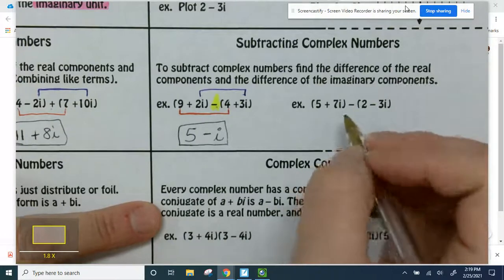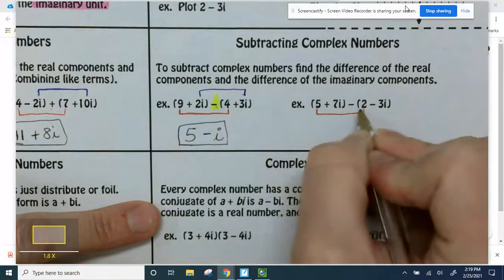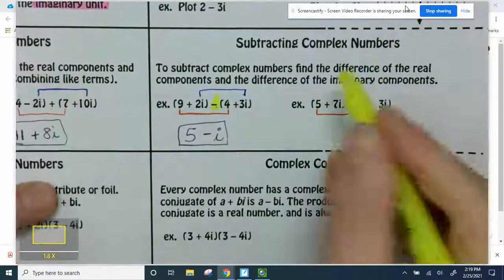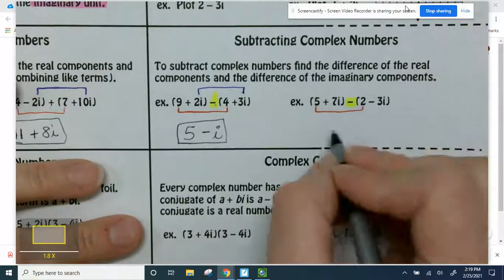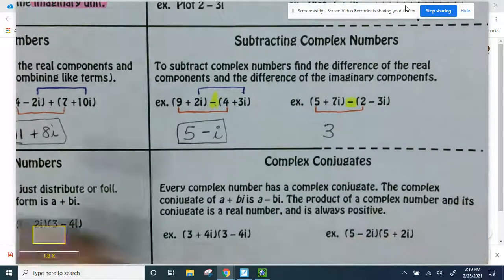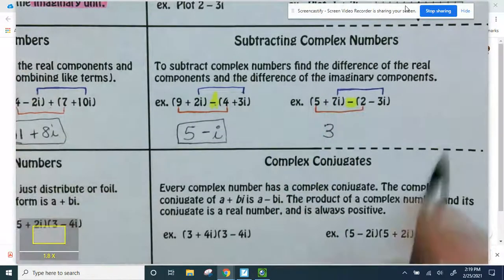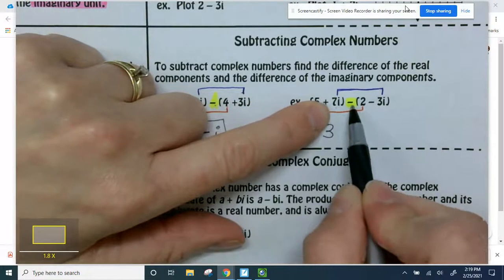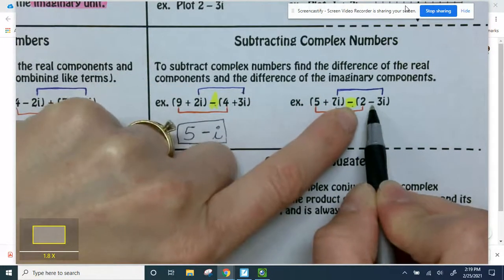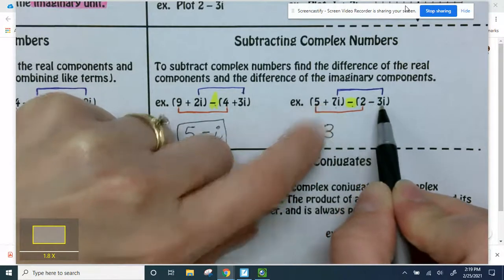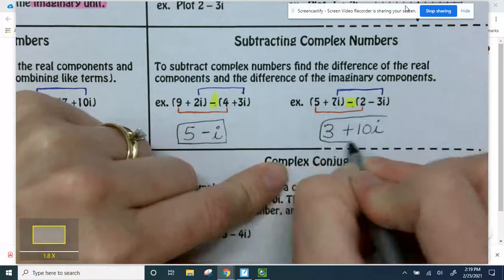Okay? Let's do our real number part first. Here, 5. And remember, this is a minus right here. So 5 minus 2 is 3. And then if you look at your imaginary part, that's 7 minus a negative. Since you have minus a negative, that's going to be plus. So 7 plus 3 is going to give you 10i. And this would be your answer for that one.